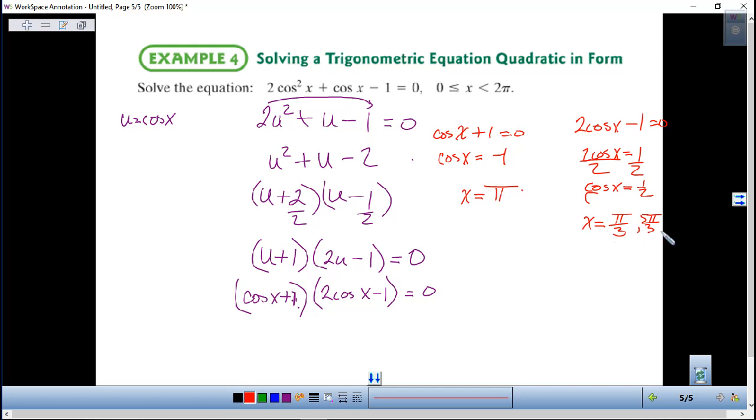Alright, so here are all my solutions from 0 to 2 pi. So I don't have anything special to deal with, so there's all my solutions. I just write them all down. You typically want to write them in order. So pi over 3 would be the first angle that comes first, and then pi would be the second one, and then 5 pi over 3 is the third one, since it's the largest of the three.